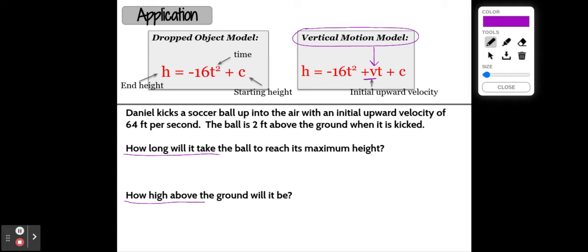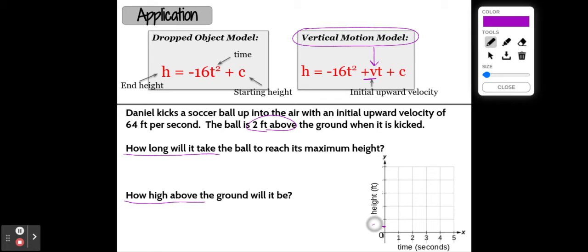Well, to make this easier to understand, sometimes it's best to start with just a little picture of what's happening. Okay, so Daniel's kicking a soccer ball up into the air. The ball's 2 feet above the ground when he begins to kick it. So we'll just call this 2 feet. And Daniel's going to kick the ball. It's going to go up into the air and then it's going to come right back down due to gravity. So we're wondering how long it's going to take the ball to reach the maximum height and how high above the ground it is going to be.